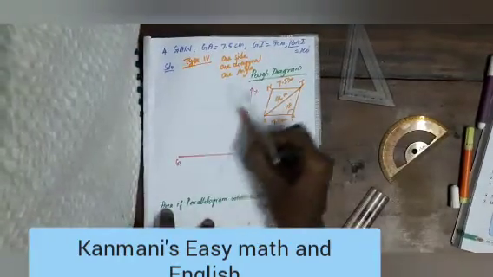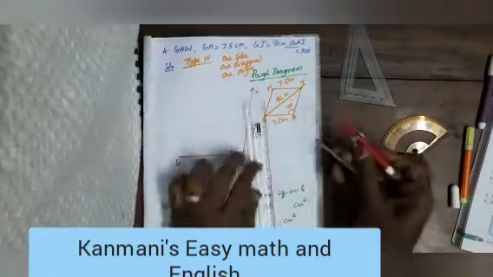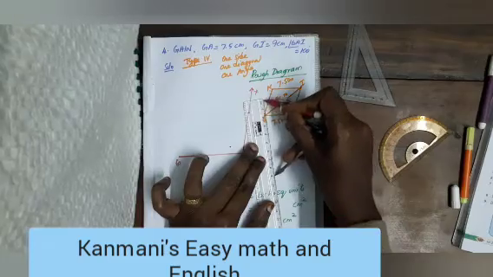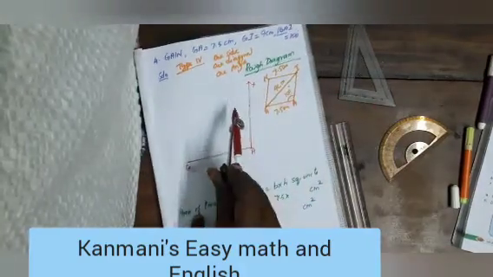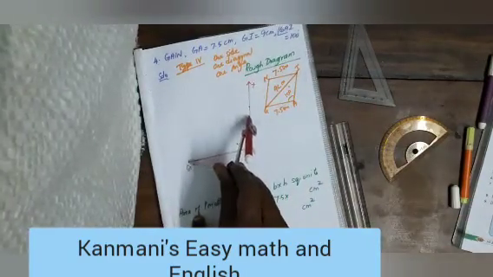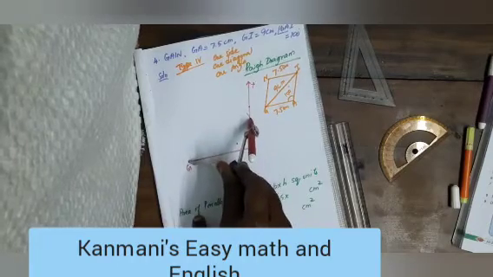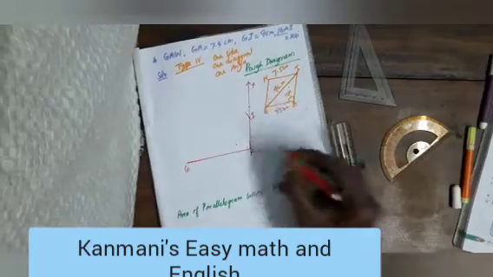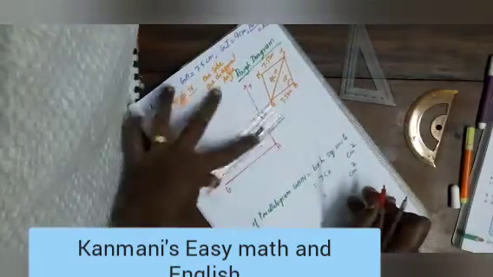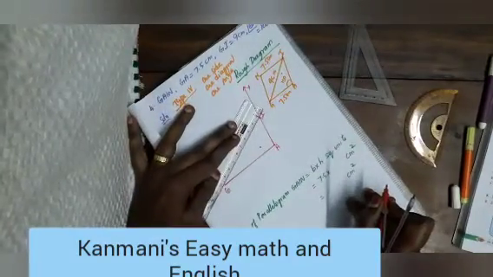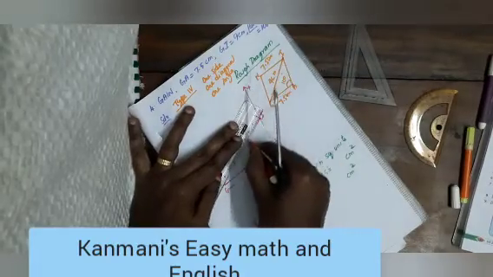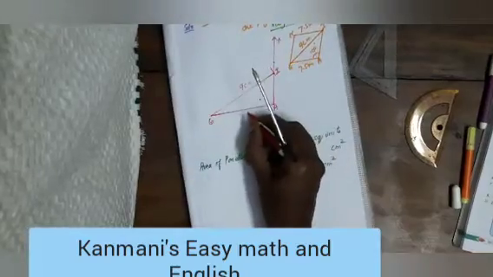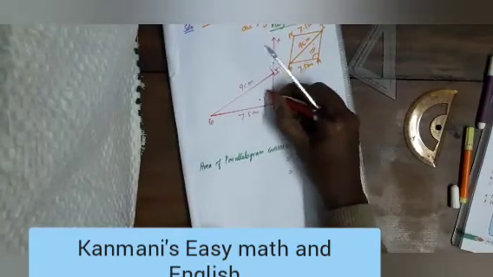Now GI, the diagonal is 9. Let us take 9 in our compass with G as center. Let us draw an arc such that it cuts AX at I. Let us join GI, which is the diagonal of this parallelogram. So this is 9 centimeter and this is 100 degree.